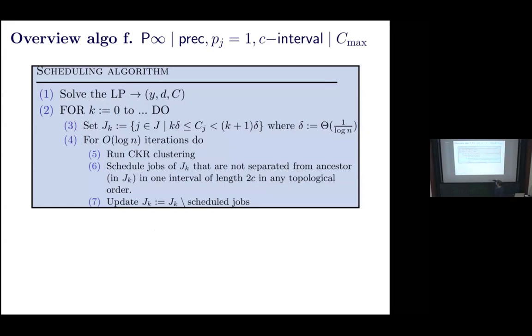So this is the whole algorithm. You solve the LP, you chop the time horizon into fractions of one over log n, and then for log n iterations, you run the CKR clustering and you schedule everything in the set.